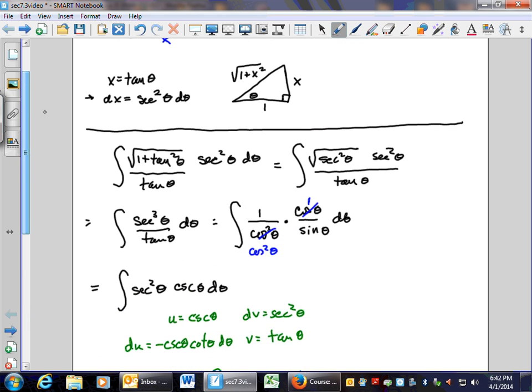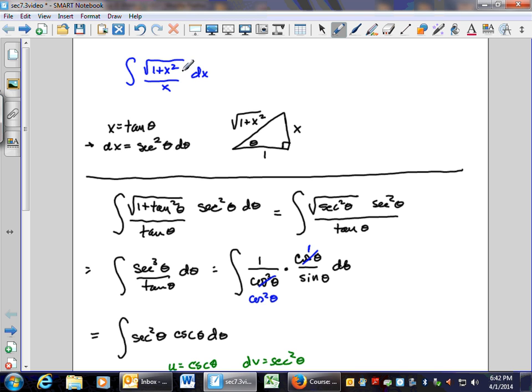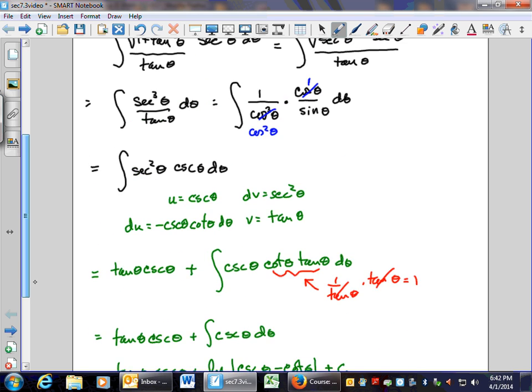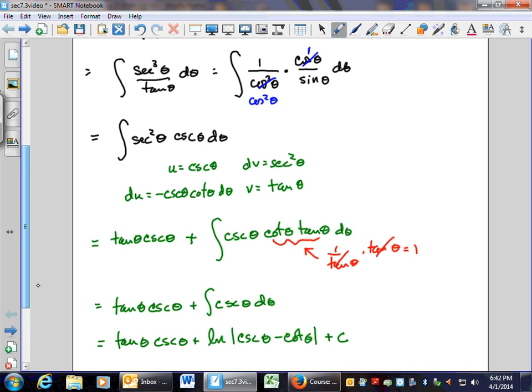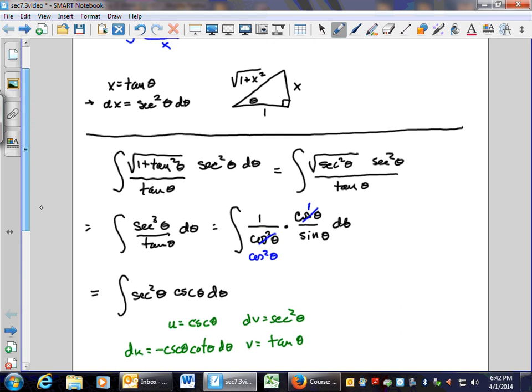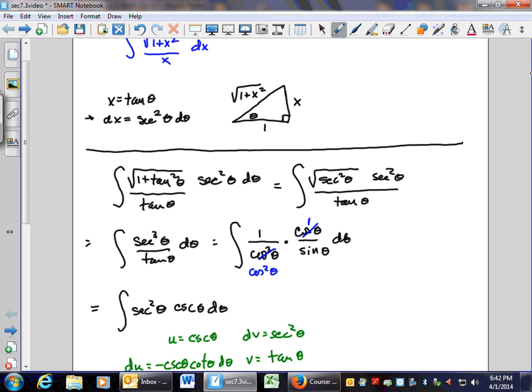Now, what were we integrating to begin with? The square root of 1 plus x squared over x. Okay, and this, of course, is in terms of x, and our answer here is in terms of theta. So we have to convert all those thetas and those trig functions back into x. So we're going to use a triangle for that.